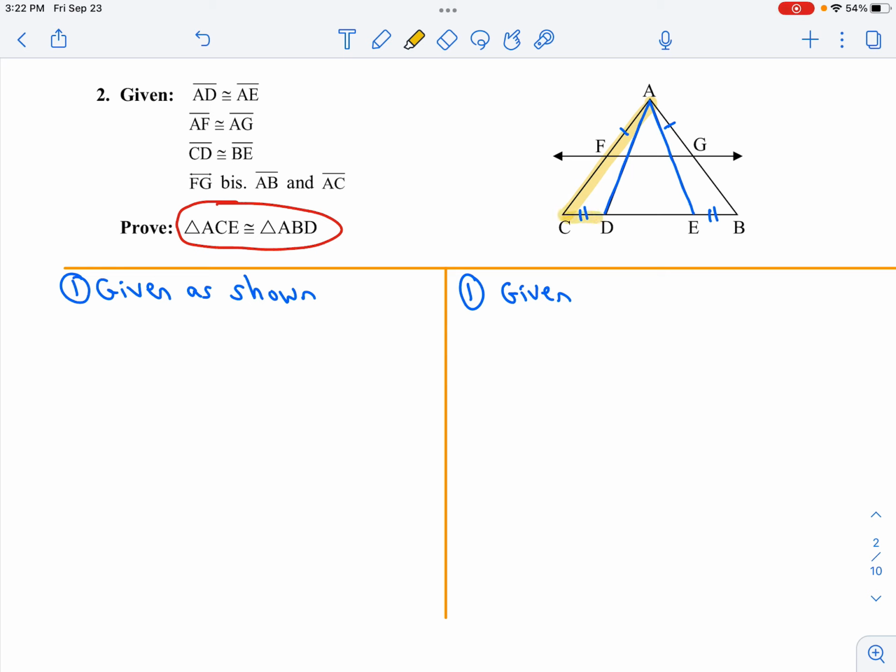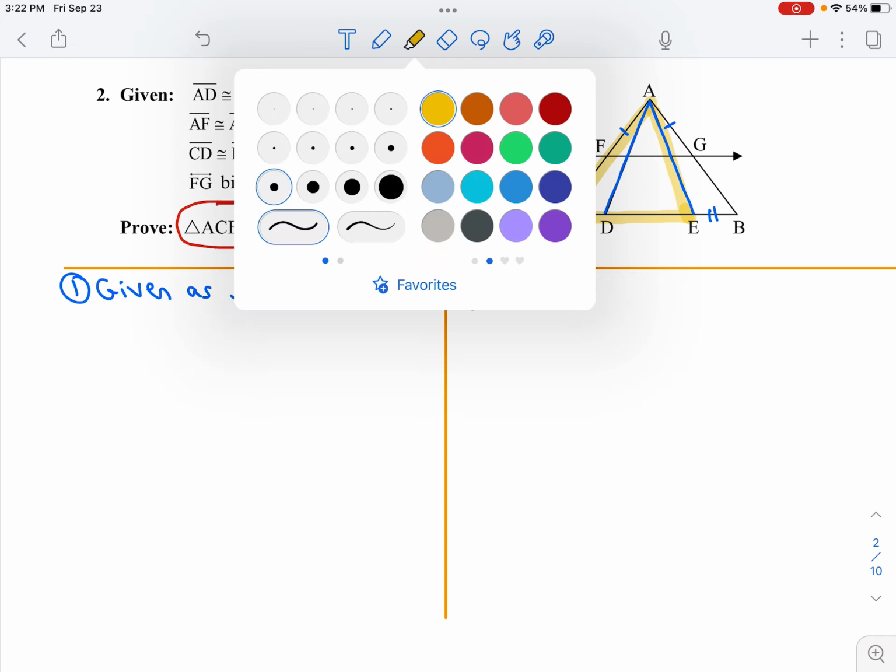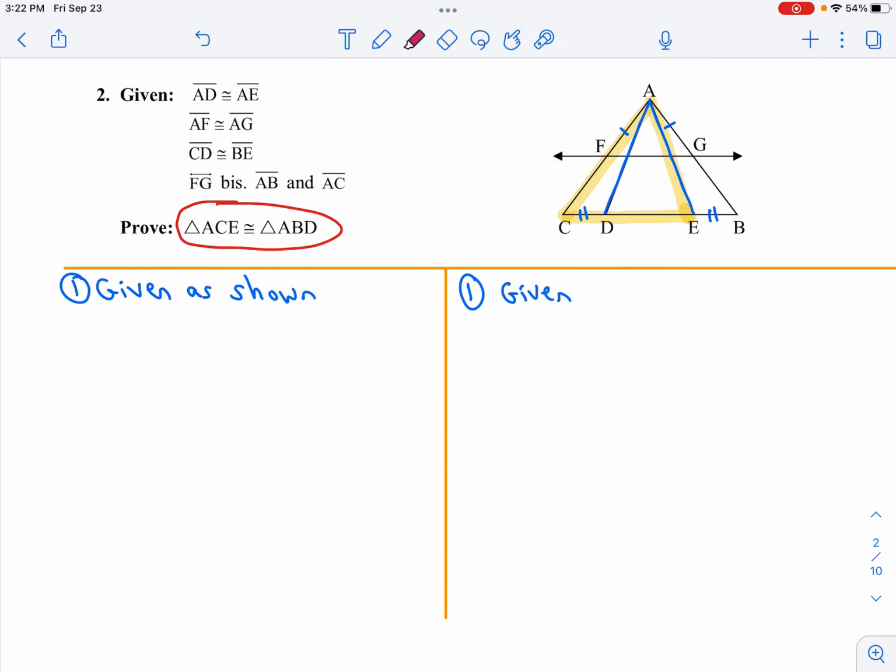Uh-oh, my pen just got weird. Sorry. Oh, it's still weird. That's disappointing. We're trying to get that triangle in yellow congruent to... Jump, jump. Oh, it did it again. Oops, it did it again. Come on, don't let me sing, guys.